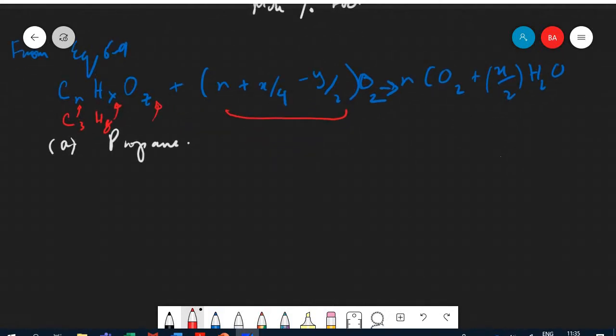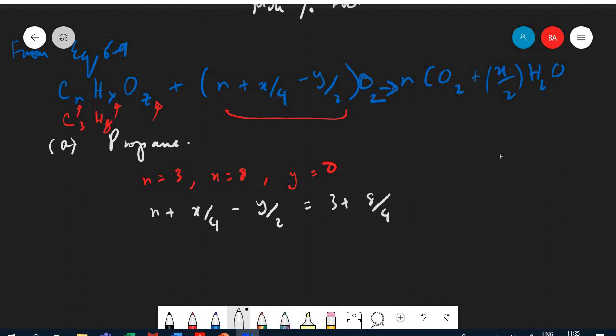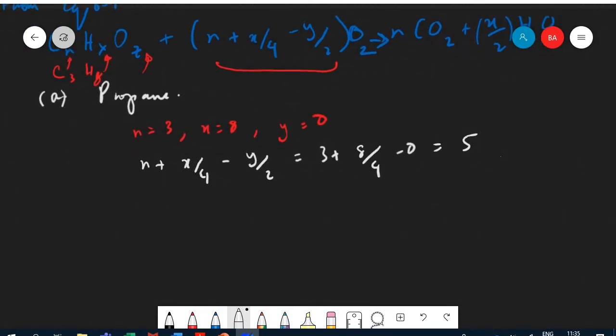So for propane, I already have the values now. n is equal to 3, x is equal to 8, and y is equal to 0. By that I can calculate my value of n plus x over 4 minus y over 2. That is 3 plus 8 over 4 minus 0. The answer will be 5.